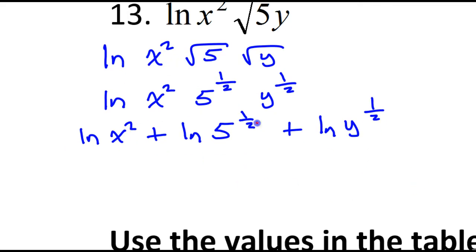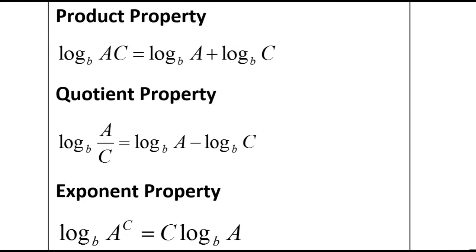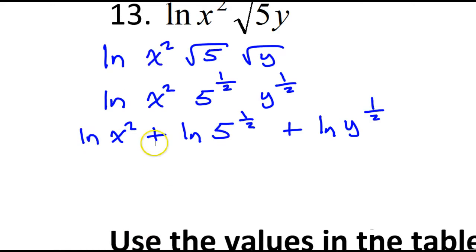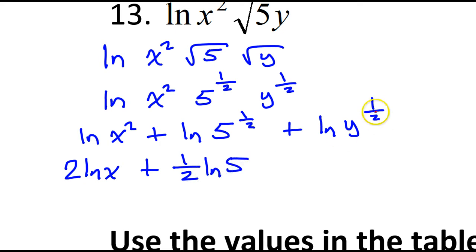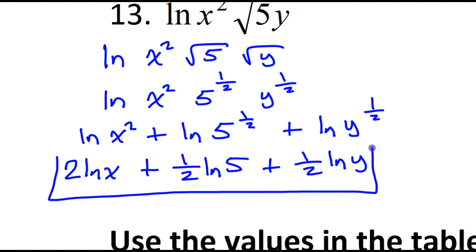Now all I have to do is put each one of these exponents in the front according to the exponent rule, the way I can just move that c to the front like this. When this 2 moves to the front, it will become 2 natural log x. When this 1/2 moves to the front, it will become plus 1/2 natural log 5. And when this 1/2 moves to the front, it will become plus 1/2 natural log y. And that, my friends, is as far as we can go.